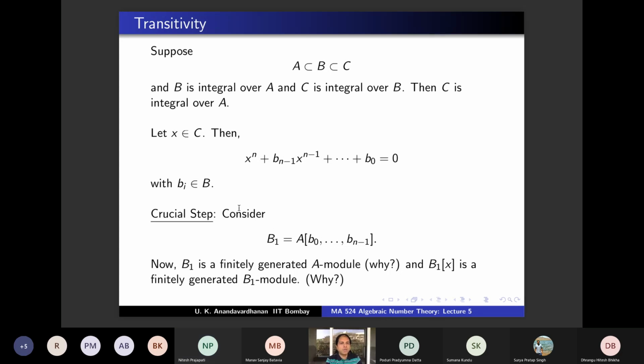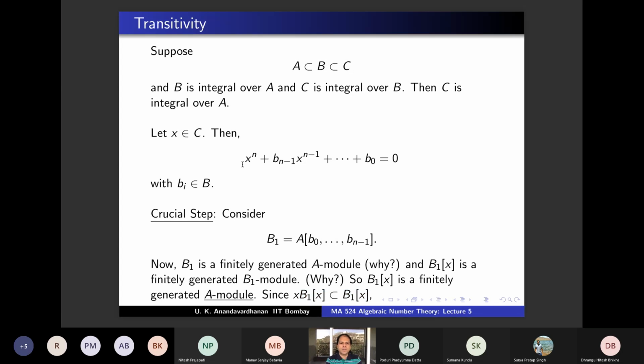What do we have to show? We have to show that x is integral. And our first slide was that integrality is equivalent to producing a finitely generated module M contained in L, of course, such that xM is contained in M. So is it true that x times B1[x] is contained in B1[x]? This is your M. B1[x] is your M, which is a finitely generated A module. And x times B1[x] is clearly contained in B1[x].